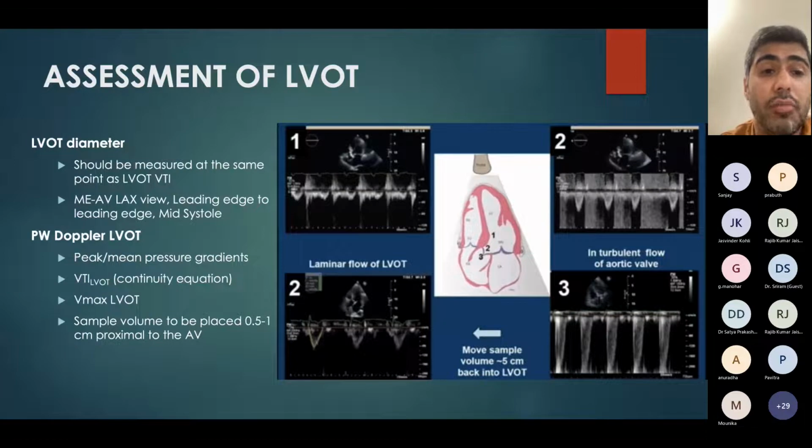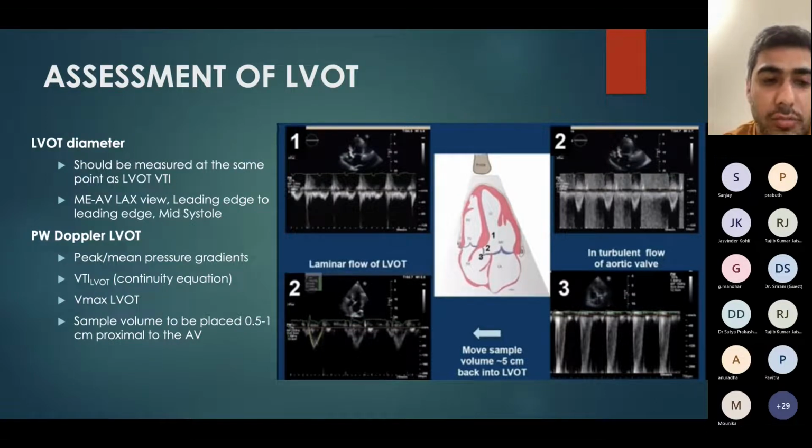Assessment of the LVOT is very important. LVOT diameter should be assessed, as for calculating any flow we need an LVOT VTI and the LVOT area. The LVOT diameter should be measured at the same time point as we are measuring the LVOT VTI, using the mid-esophageal aortic valve long axis view, leading edge to leading edge in mid systole.